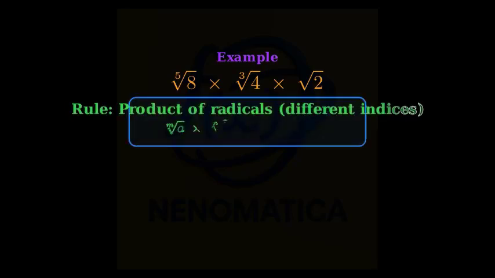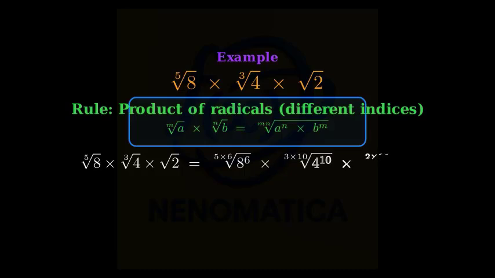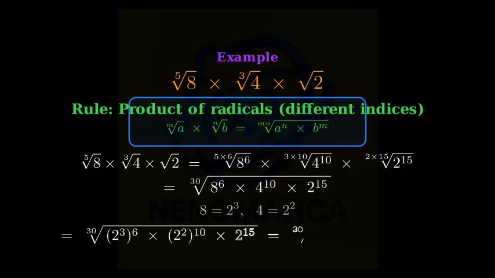Show the product rule. Applying it gives fifth root of 8 to the sixth power times cube root of 4 to the 10th power times square root of 2 to the 15th power. Step 2. Combine the product into one radical with index 30. Step 3. Rewrite 8 as 2 to the third and 4 as 2 squared.